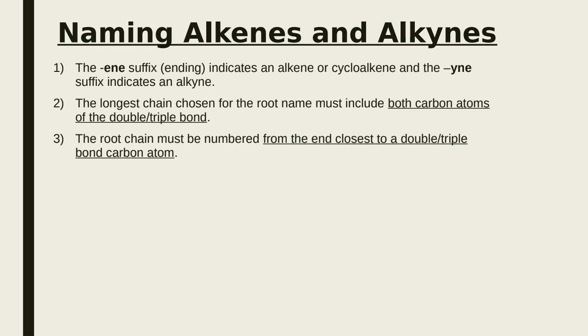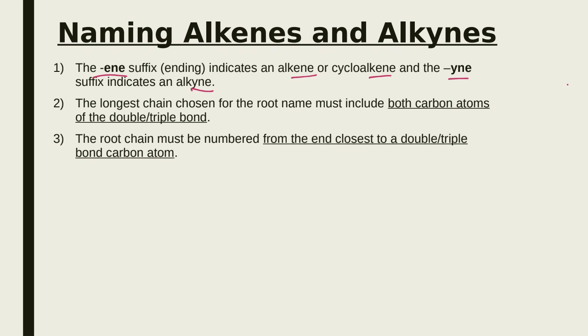All right, let's go through some examples where we're going to name some alkenes and alkynes. So let's look at our rule number 1. It says the "-ene" suffix is going to be used for an alkene or a cycloalkene. That's our ring structure. And the "-yne" suffix will indicate an alkyne molecule. There are no cycloalkynes. They do not exist. You cannot have a triple bonded molecule in a ring structure. There's too much repulsion with the electrons going on.